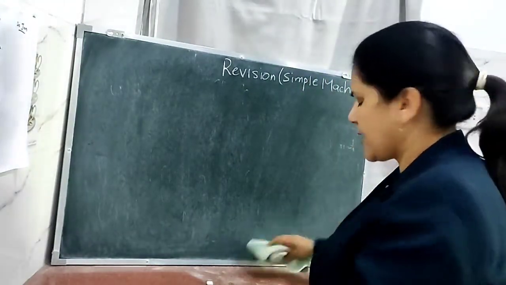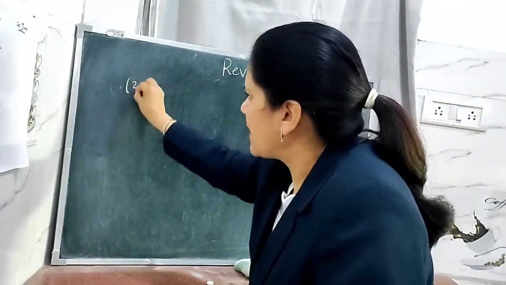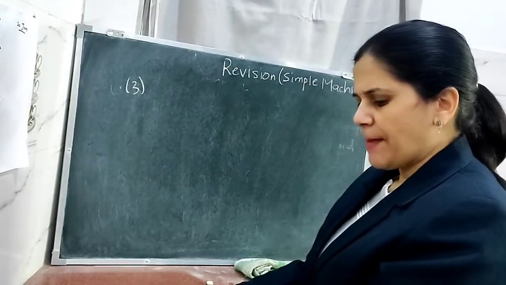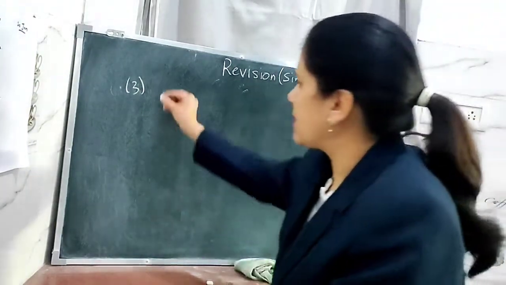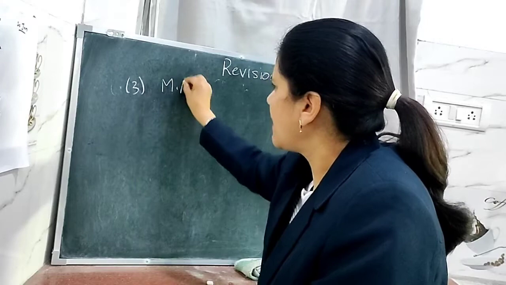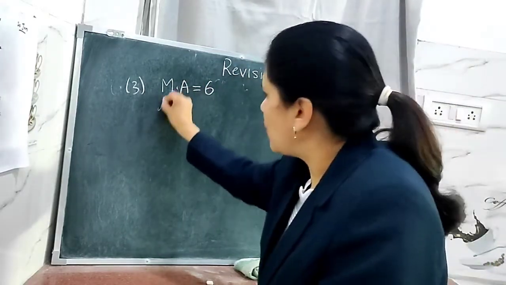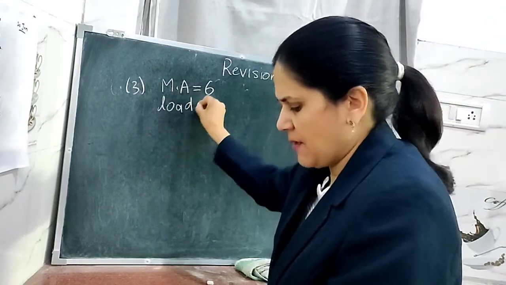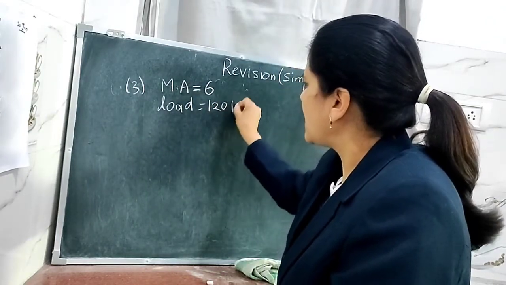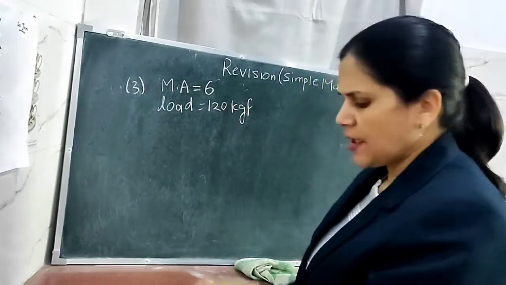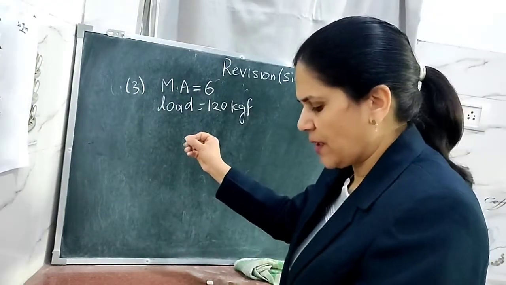In the third solved example, let us read out the question once. A machine of mechanical advantage 6. In this question, they have given out the mechanical advantage is equal to 6 and the load is also being given here as 120 kgf. Here they are asking us to calculate the effort.